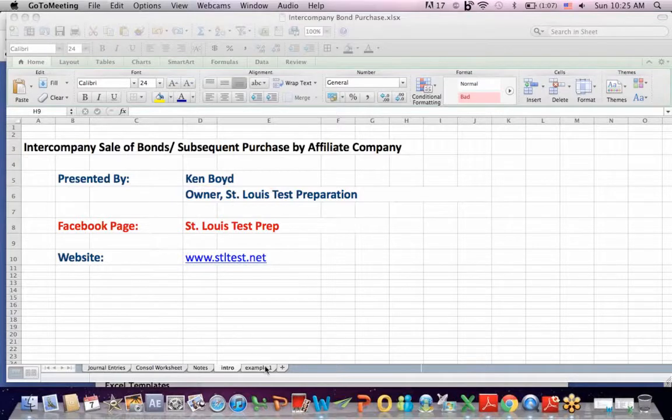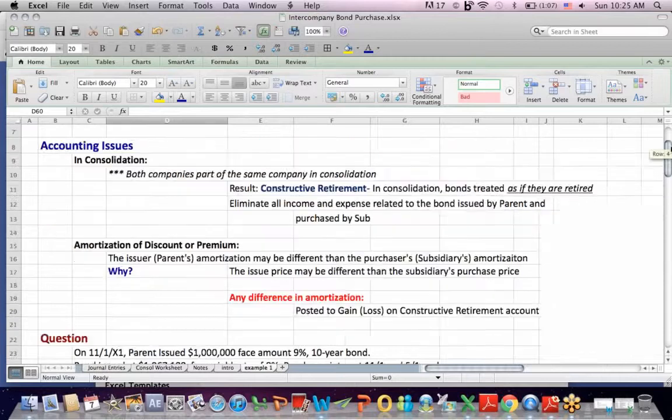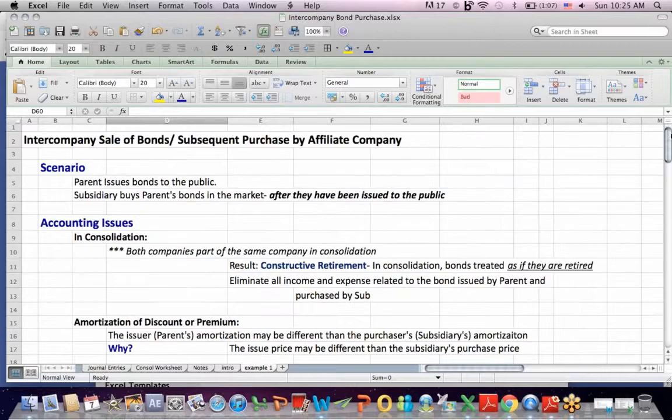So this is a difficult subject, advanced accounting generally, and I think that this topic is one of the most difficult within the consolidation part of what you learn about advanced accounting.